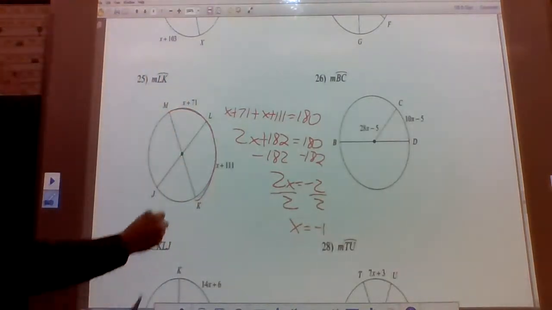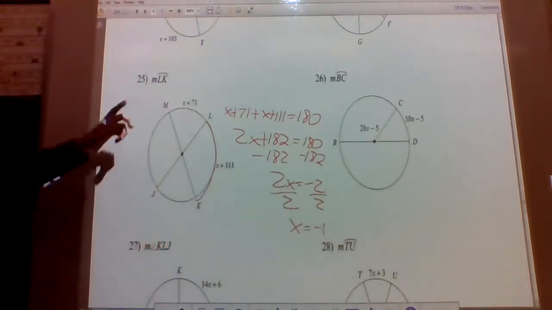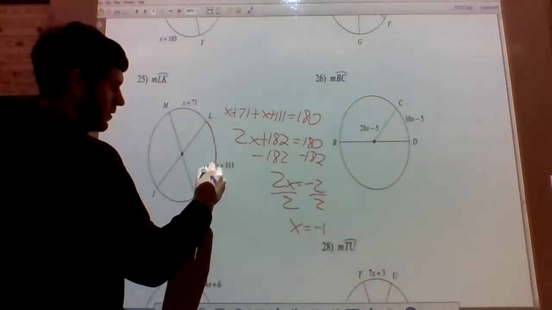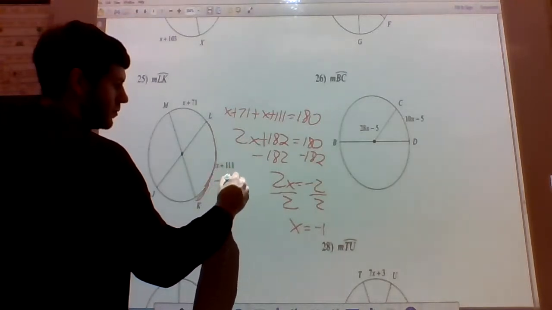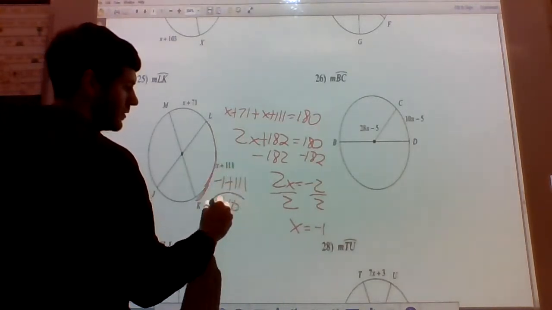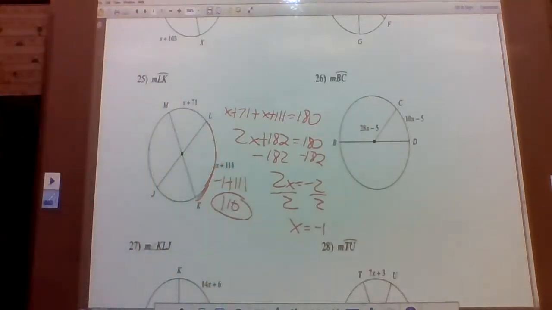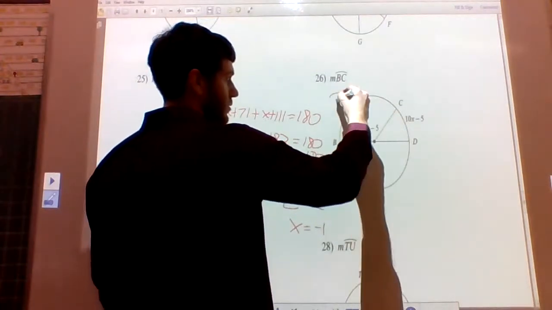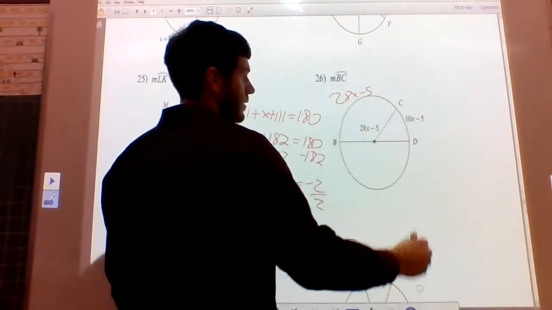Okay, so we want to find LK, minor arc LK. It's right here. So negative 1 plus 111 is going to be 110. So the measure of arc LK is 110. Same thing here. We want to find BC. So again, we have a semicircle. So this is 28x minus 5.